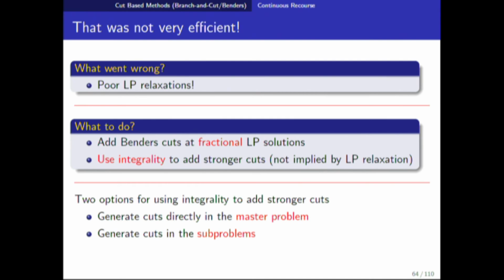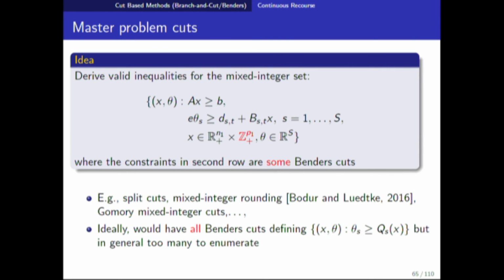And we can do this in two ways. One thing we can do is just try to add cuts based on integrality information that's known in the master problem. That you can do if you have integer variables in the first stage. And the second thing you can do is add cuts directly into the subproblems, and that you can do if you have integer variables either in the first stage or in the second stage, or just one or the other. The second was sort of more general. So let's look at the first of these first.